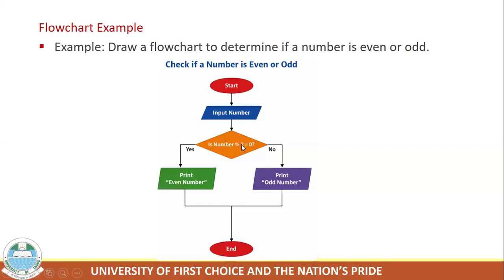If you find the modulus 2 of that number, or mod 2 of that number, and it gives you no remainder, then you know that yes, it's an even number. Otherwise, it's an odd number. Then I'm done, and when I'm done, I come to stop. So these are just basic examples, but for now, you know what these shapes do.